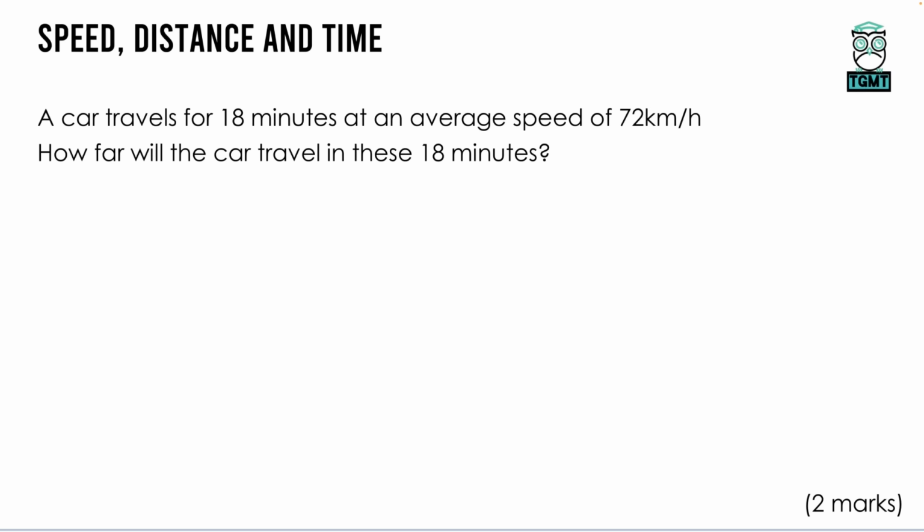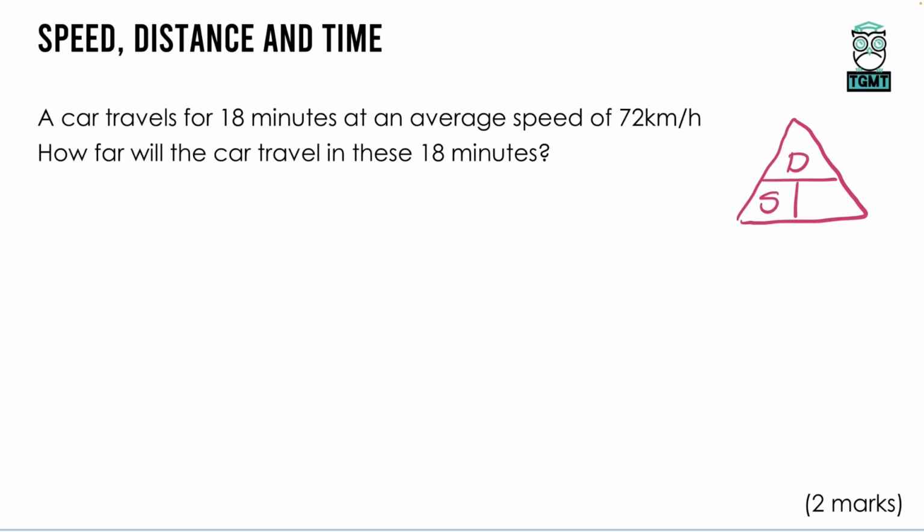Okay, so on to some speed, distance and time. So this says a car travels for 18 minutes at an average speed of 72 kilometres per hour. How far will the car travel in these 18 minutes? Now you obviously know your formula, hopefully, for speed, distance and time. However, when we are looking at speed, distance and time on a non-calculator exam, we're going to take a slightly different approach to using our formula.